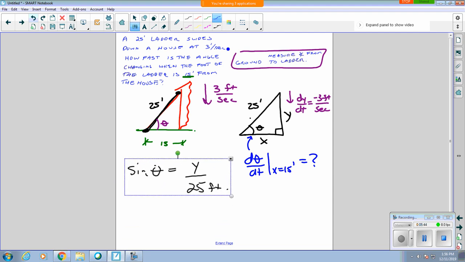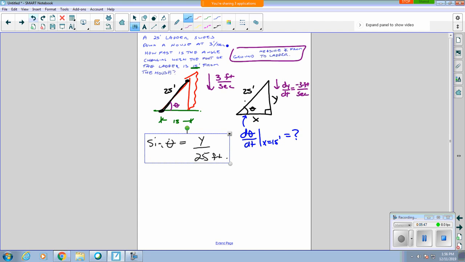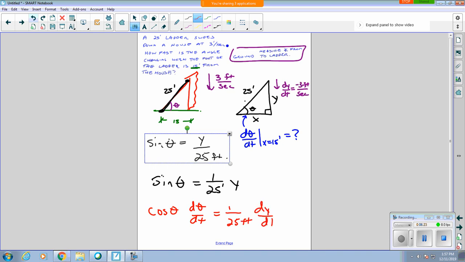And everybody, I want to be clear. That's the equation. But when I start thinking about the derivative of this function, I really want to think of it this way. And maybe you saw it that way in your head, but I want to think of it this way. So I take the derivative of this function in red. Derivative of sine is cosine d theta dt. The derivative of 1/25 feet y is 1/25 feet, y is 1, dy dt.